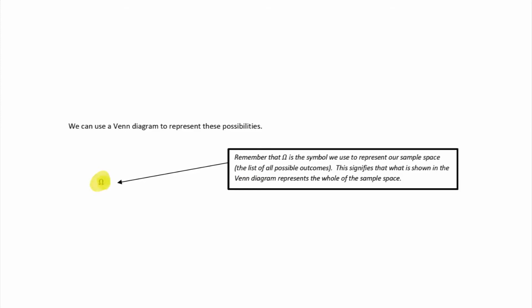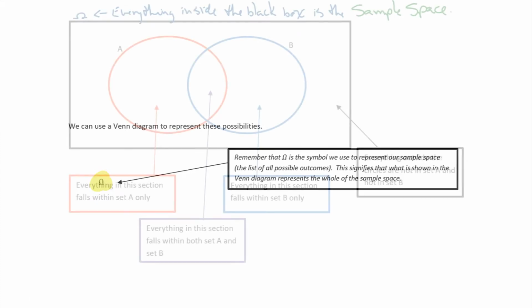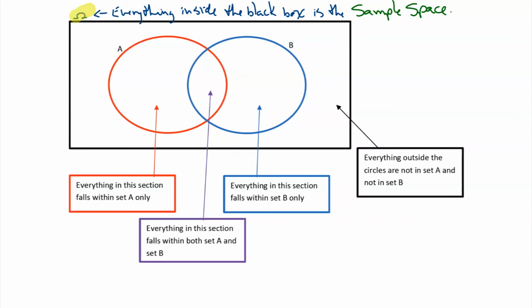One thing to note, we use the omega symbol to represent our sample space, which is the list of all possible outcomes. This signifies that what is shown in the Venn diagram represents the whole of the sample space. So you can see here, we've added the omega symbol to indicate that everything inside the box is the sample space. So everything within the red circle is part of set A. And everything within the blue circle is part of set B.